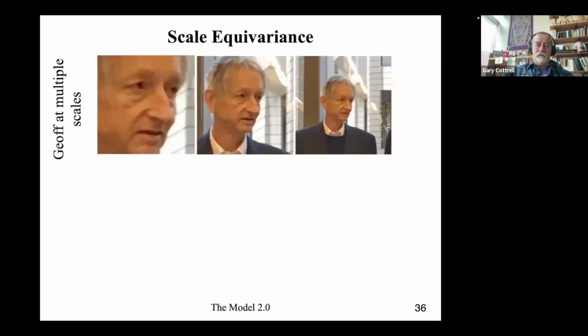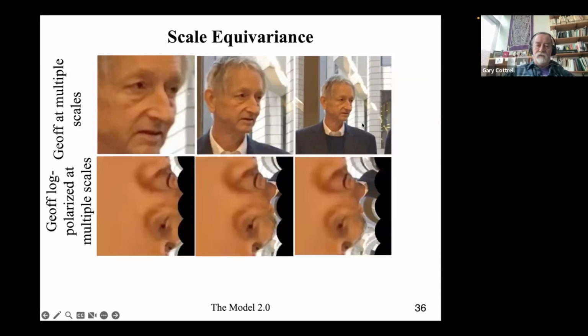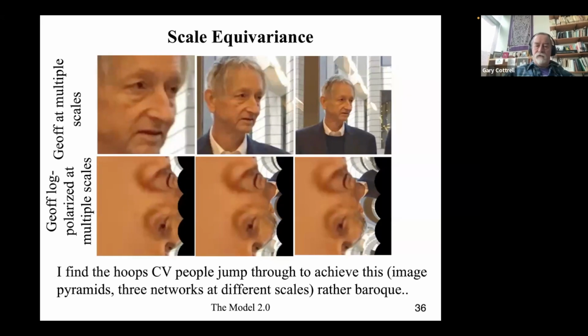So here's Jeff Hinton at multiple scales, and this is the XY coordinate or Euclidean coordinates, but here he is in log polarized coordinates. So it's just the same representation, it's just shifted to the right. Okay, and so it's going to be scale equivariant at the first layer of the convolutional neural network taking this input. And I find the hoops that computer vision people jump through in order to achieve this kind of scale invariance to be rather baroque.